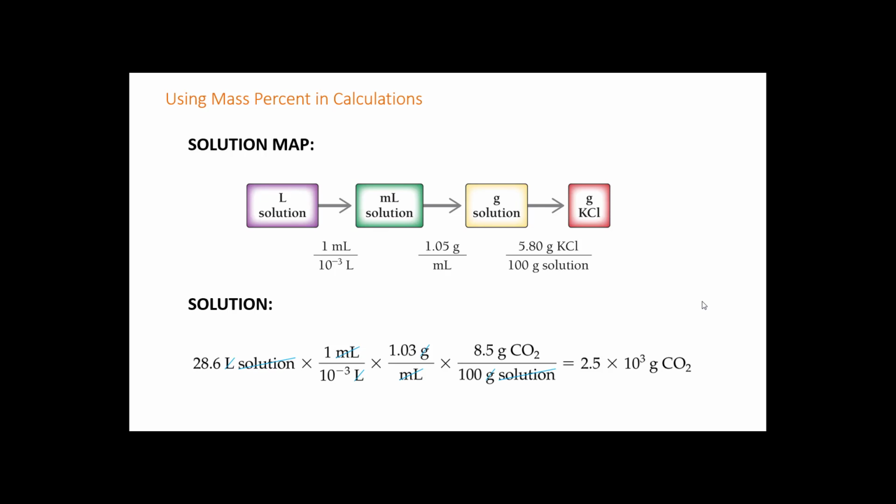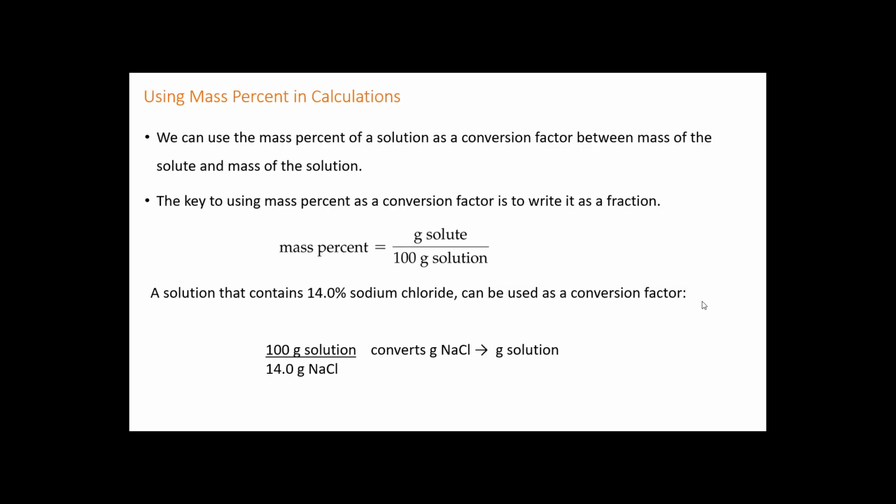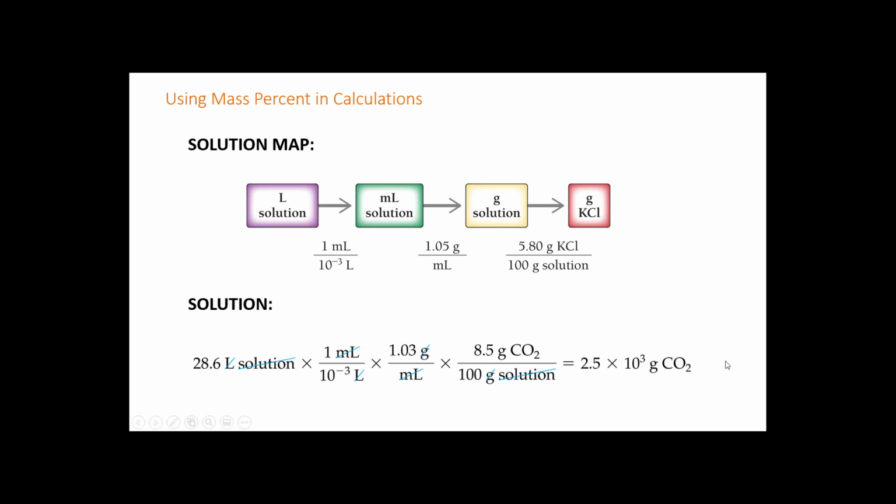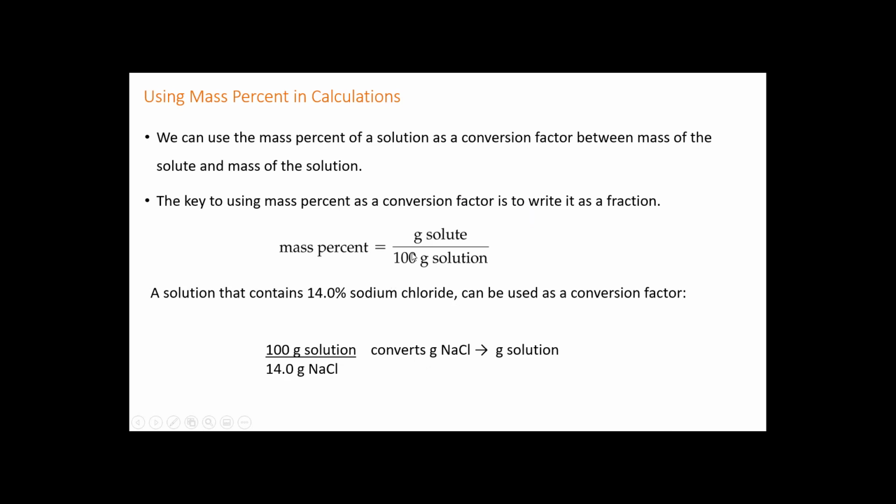So this is 2.5 times 10 to the 3 grams of CO2. You can also use it by flipping it. So we can use it as a conversion. In this case, we used it in the way of the percent that was given to us, 5.80 grams over 100 grams of solution. But we can also use it to determine grams of a solution, by flipping it over.